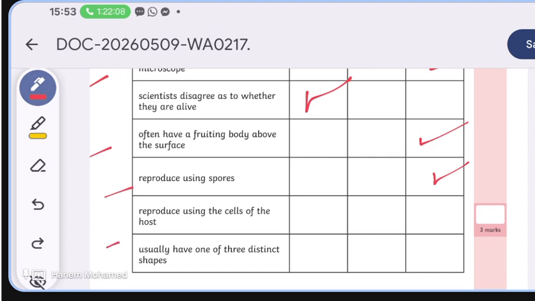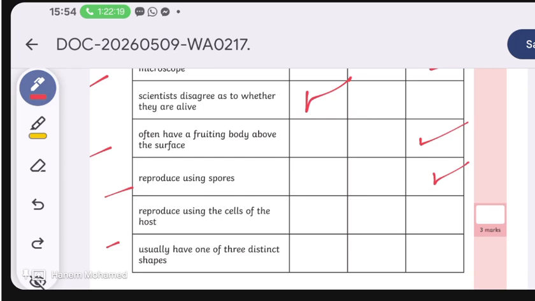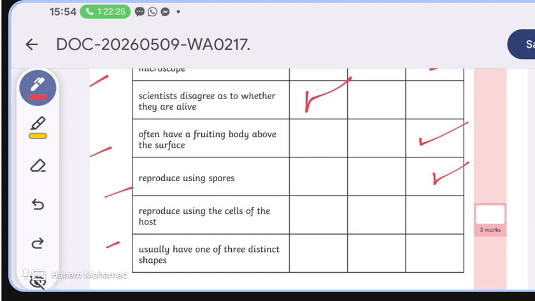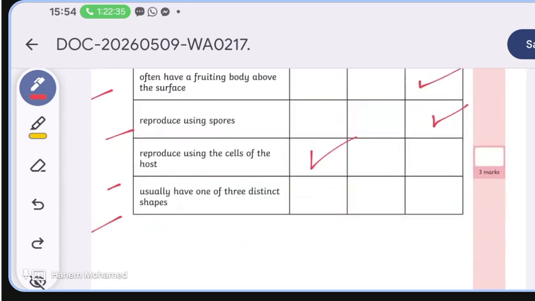Reproduce using the cells of the host. Which one? It will be alive inside the body only, and it can use your cell as a host. Bacteria or the virus? We said it's alive only inside your body. So there is no host for it. The bacteria can cover itself and defend itself. But the virus will control your cell as if it's a host. Usually have one of 3 distinct shapes.